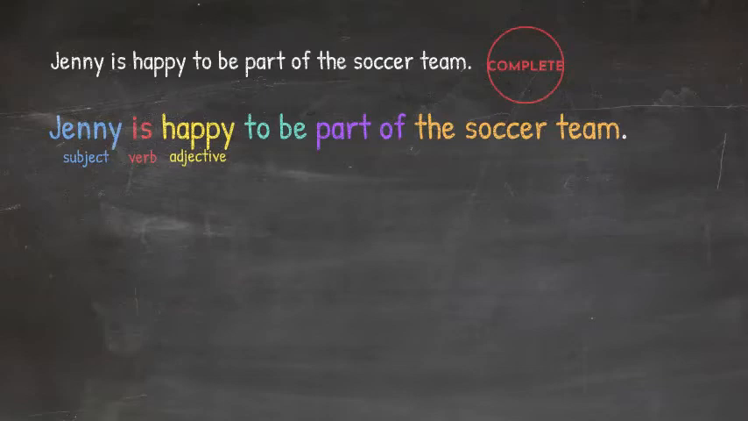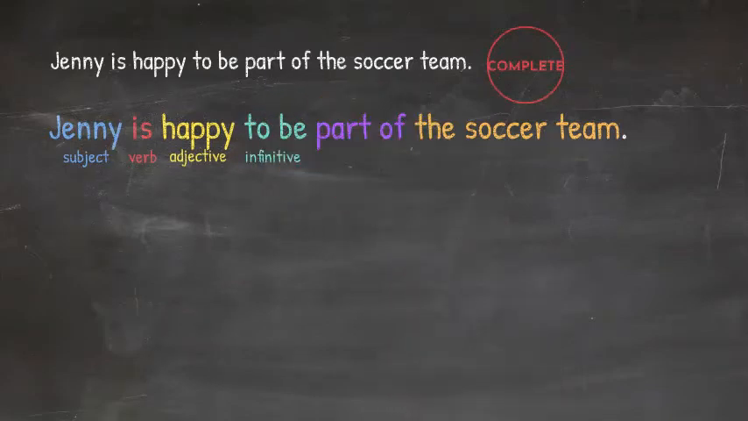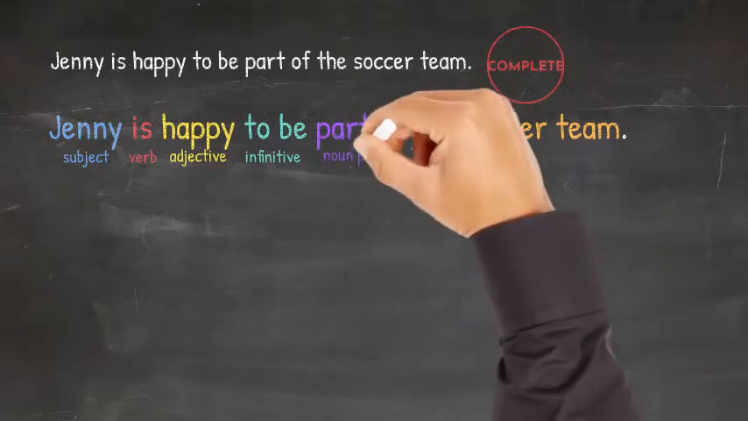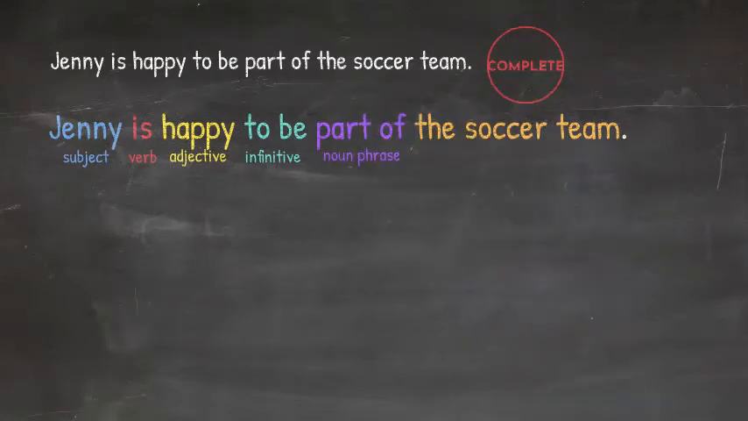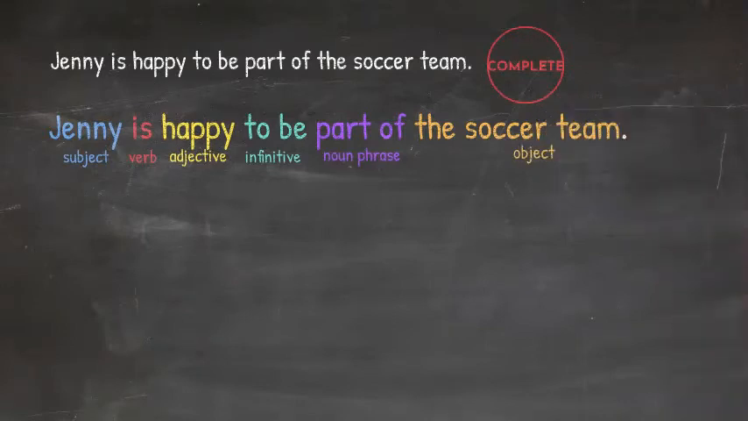After that, we have "to be," which in this case is the infinitive, and we'll talk about that more in future videos. "Part of" is what we call a noun phrase. And "the soccer team" is the object of the sentence. The object of the sentence is related to the subject and usually gives us more information about what the subject is or what the subject is doing. So we can all agree that this is a full sentence.